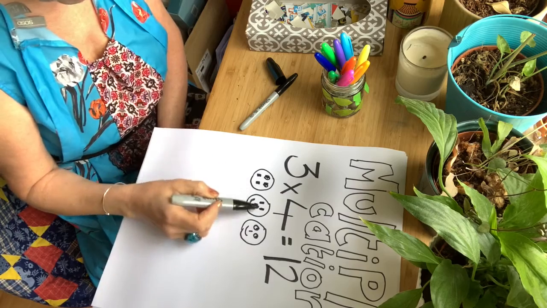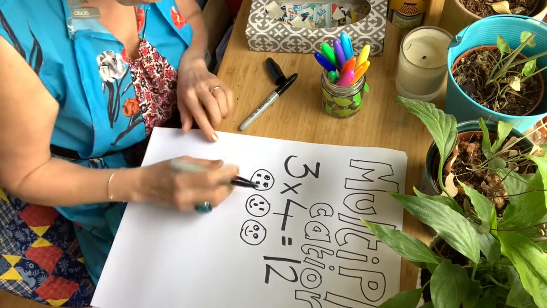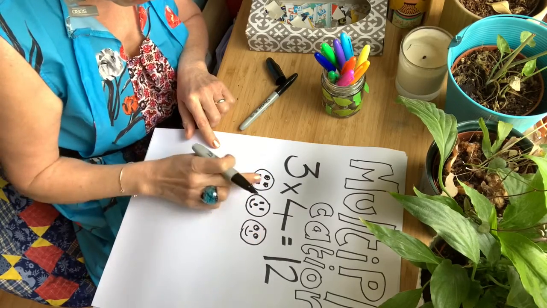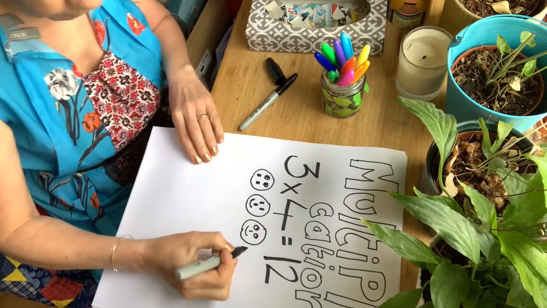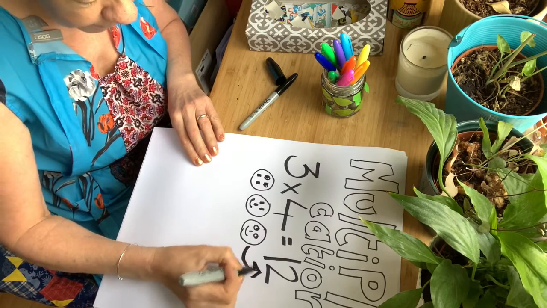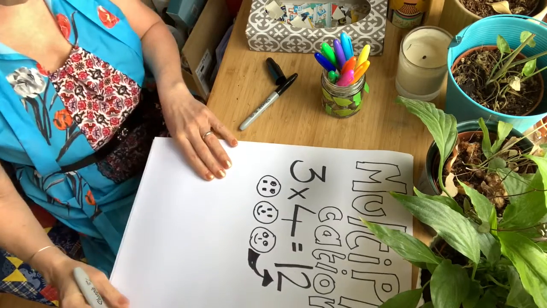1, 2, 3, 4, 5, 6, 7, 8. I've got 9, 10, 11, 12. So 3 times 3 groups with 4 features in each one equals my 12. You could put a little arrow up there like that, if you wanted to do that. Make it look a bit fancy.